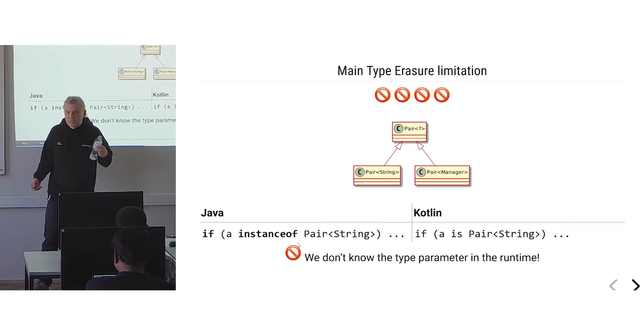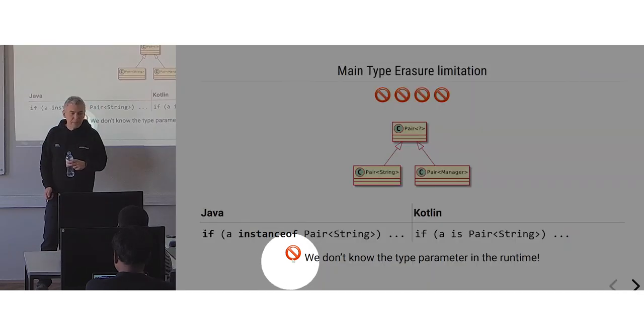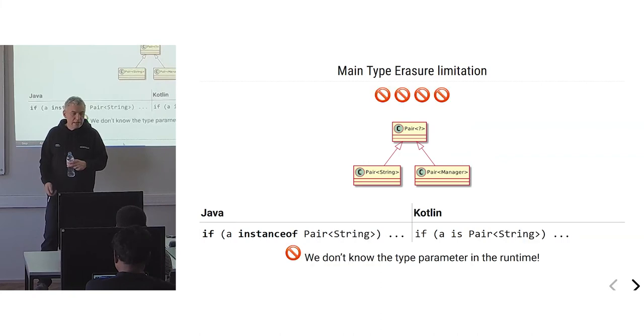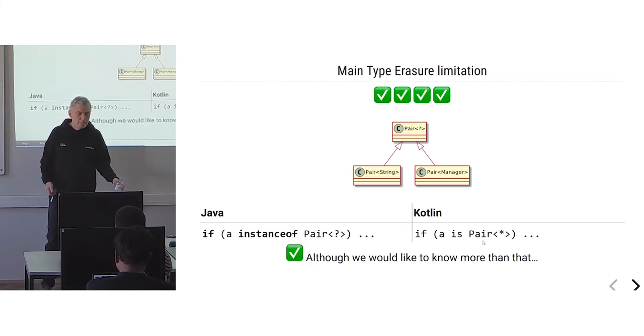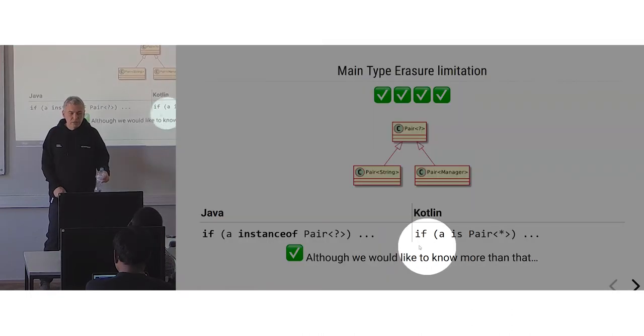So this is why it's called type erasure. We erased the type parameter, not the Pair. We still know that it's a Pair, but we erased the type parameters. So this is why this won't compile, because the compiler says runtime will never tell you, so please don't write this code. But like this, it will compile and run.